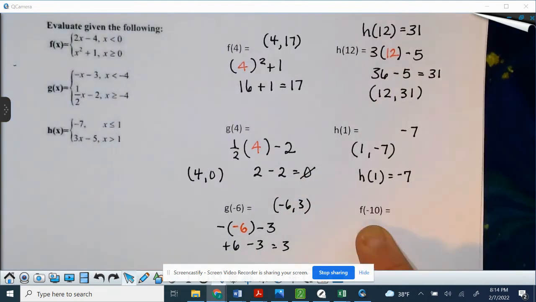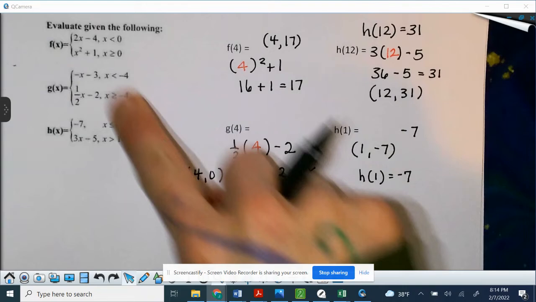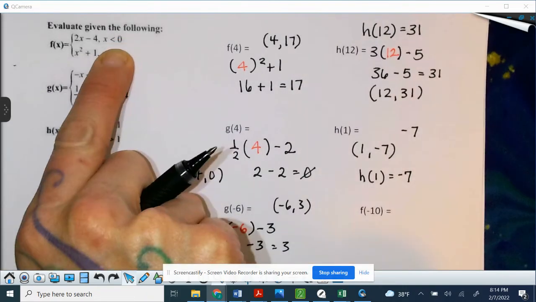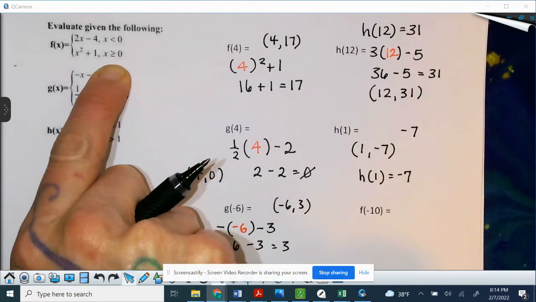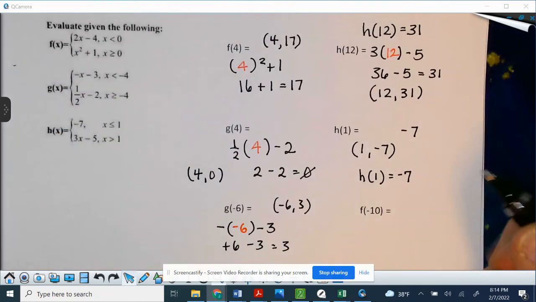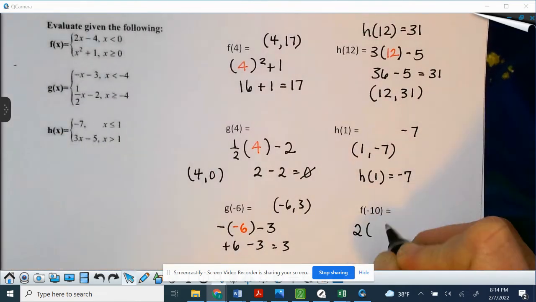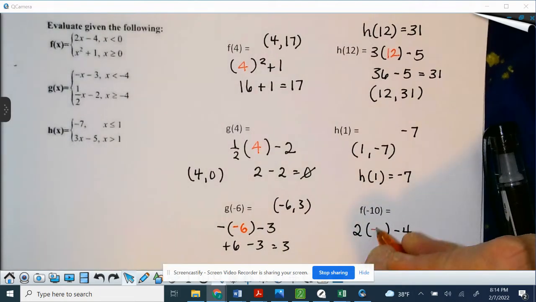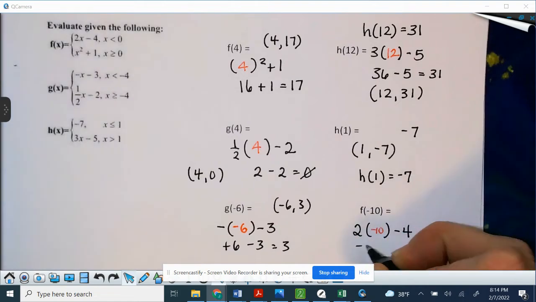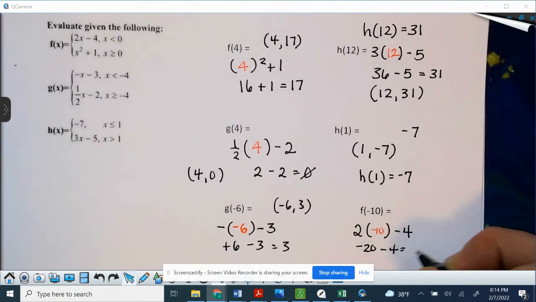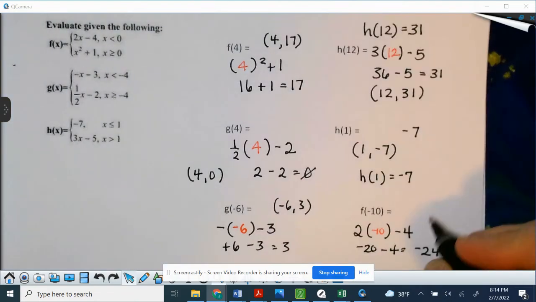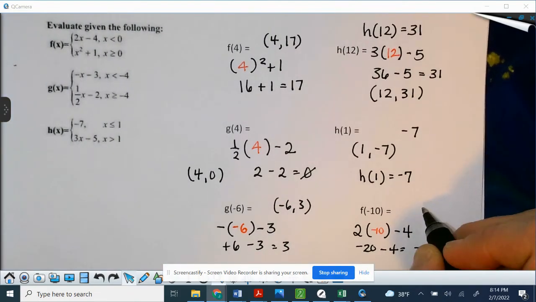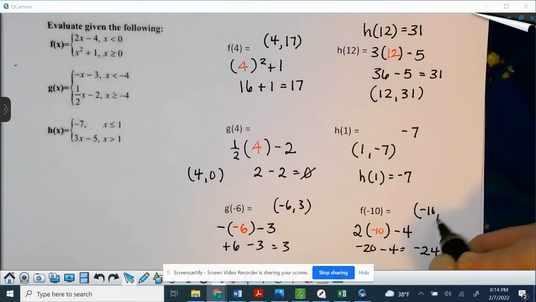f of negative 10, we're going to go to our f function. Is negative 10 less than 0 or greater than or equal to 0? Negative 10, again, is further down left on our number line, so it is going to be less than. So we're going to use 2 times x minus 4. We're going to plug in that negative 10, which is going to give me negative 20 minus 4. It's a negative 24. I borrowed $20, I borrowed 4 more, I owe you a negative 24, or I owe you $24. So as a coordinate, (negative 10, negative 24).